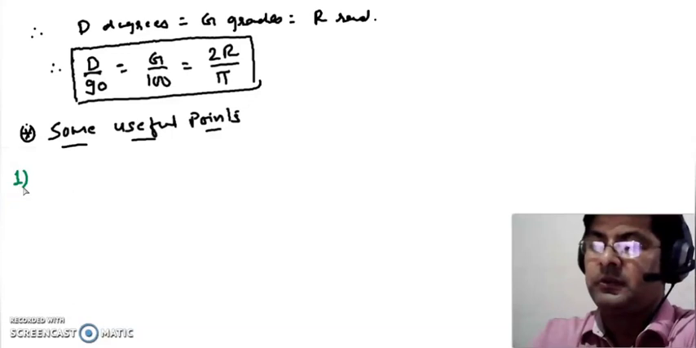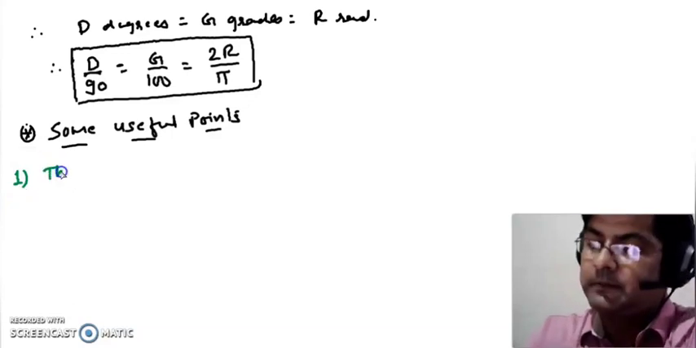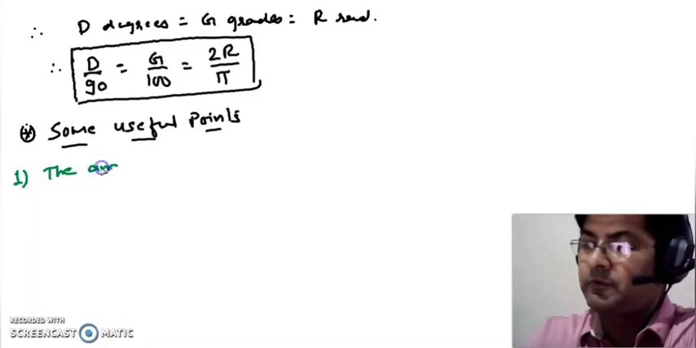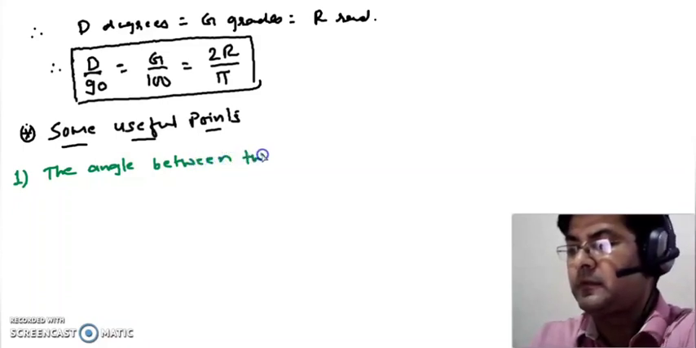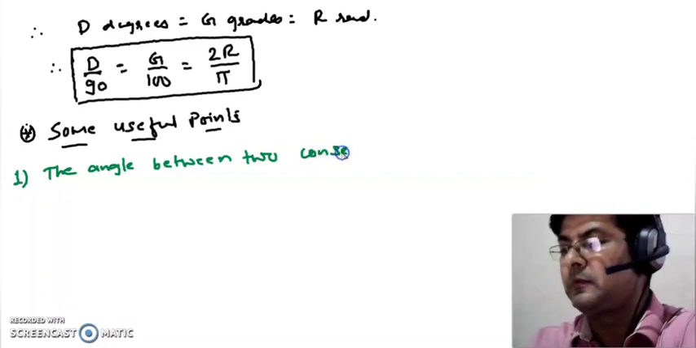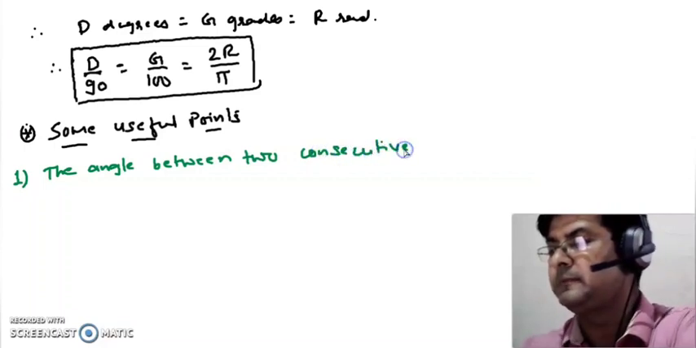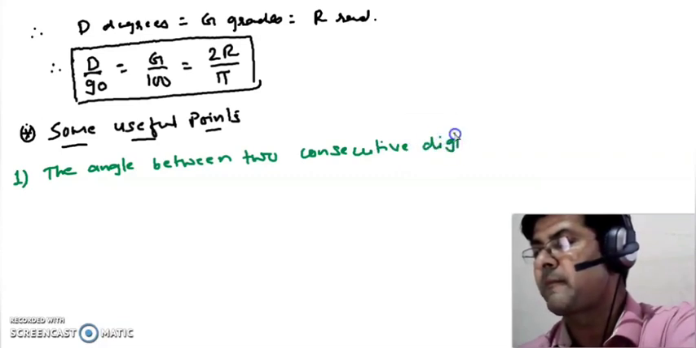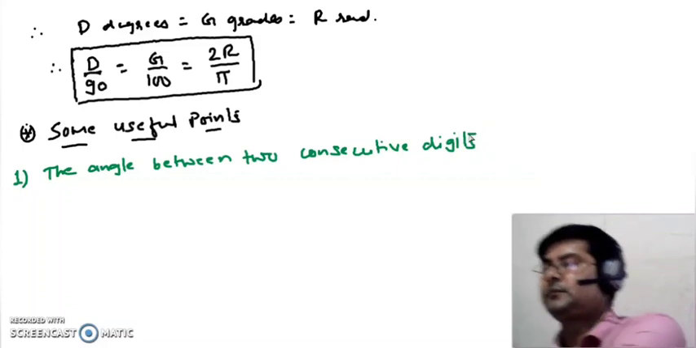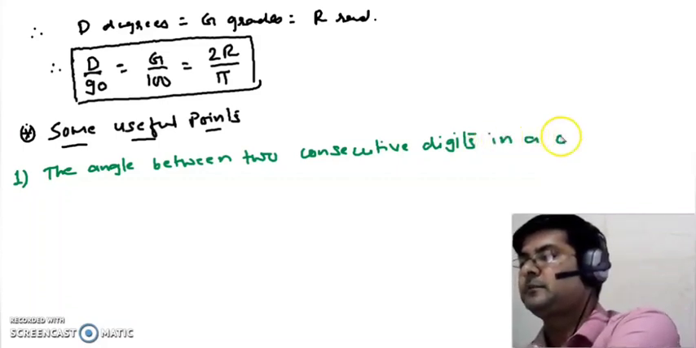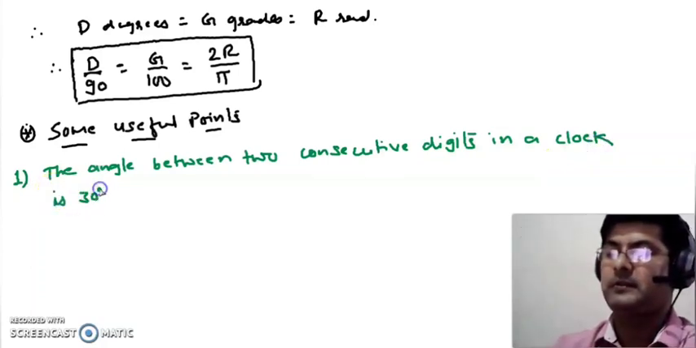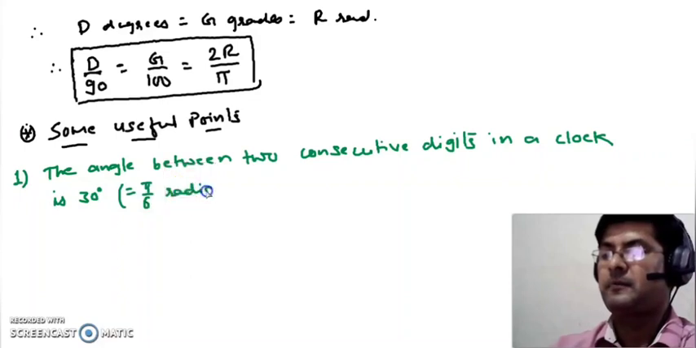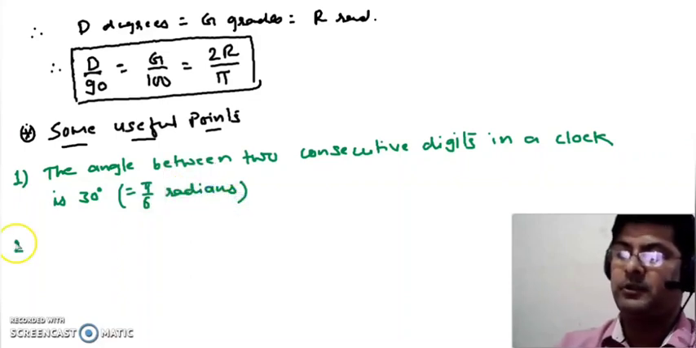the angle between two consecutive digits in a clock is 30 degrees, which is equal to pi by 6 radians.